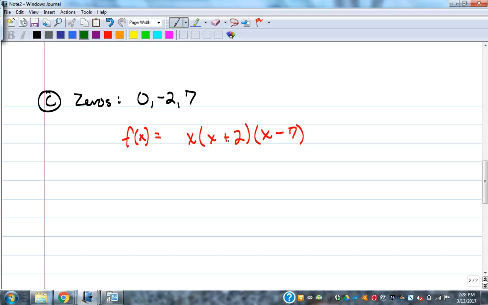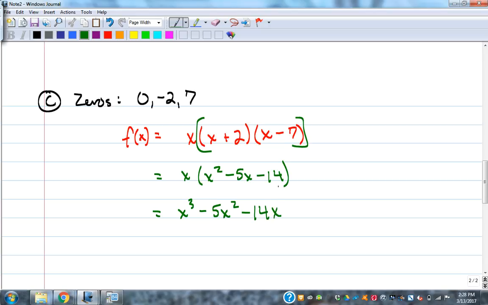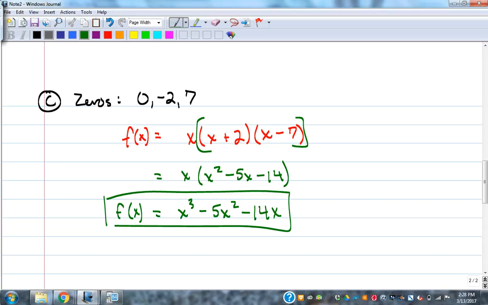So then I'd multiply these two together first and then distribute an x at the end. So that'd be x squared minus 5x minus 14. Then x to the third minus 5x squared minus 14x. So once you get this built here, it's algebra 1 work after you build the factors of the polynomial.